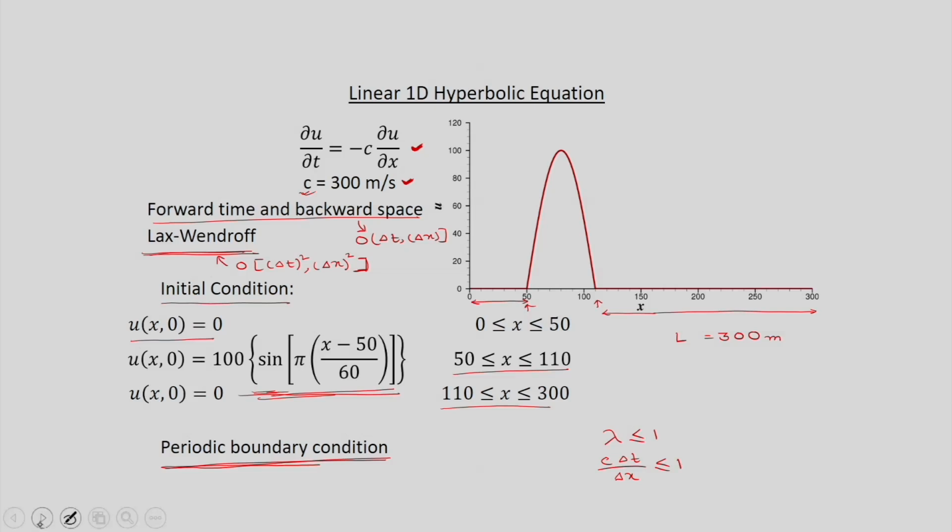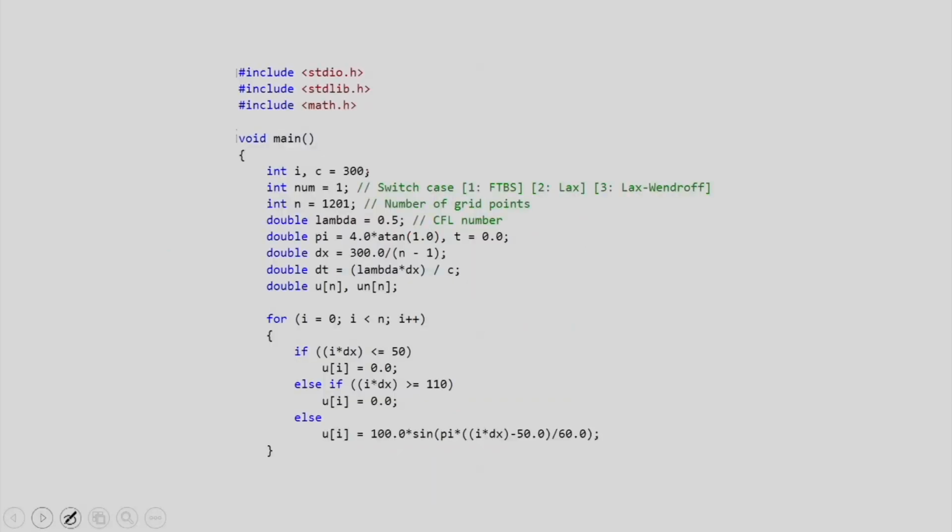Now, if you write this equation, first you consider constant wave speed c equal to 300, and the number of grid points taken as 1201. So, you can find delta x. Delta x is 300, the domain size, divided by n minus 1, that is 1200. Lambda is the Courant number. This Courant number you can take with different values, we have taken different values which are less than or equal to 1.